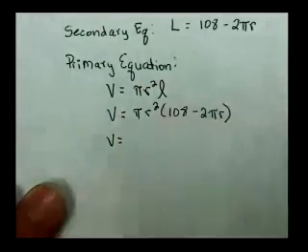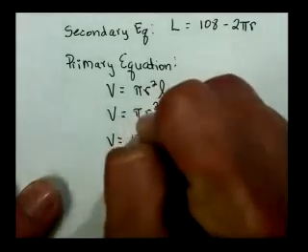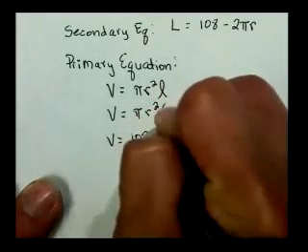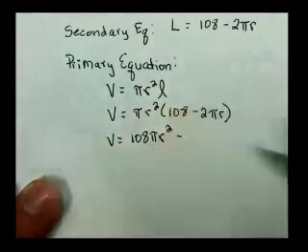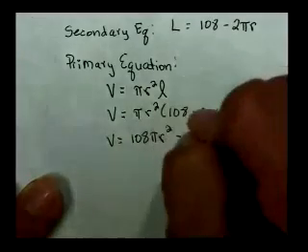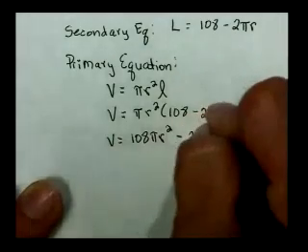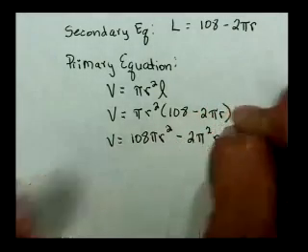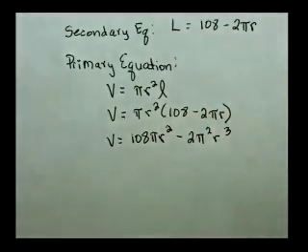V equals 108 pi r squared minus what? 2 pi squared. Yeah, I was just making sure you'd pick up the pi squared. Pi times pi is pi squared. R squared times r is r cubed. Pi squared's a constant, just like 5 squared's a constant, or 3 squared's a constant. It's just a number.